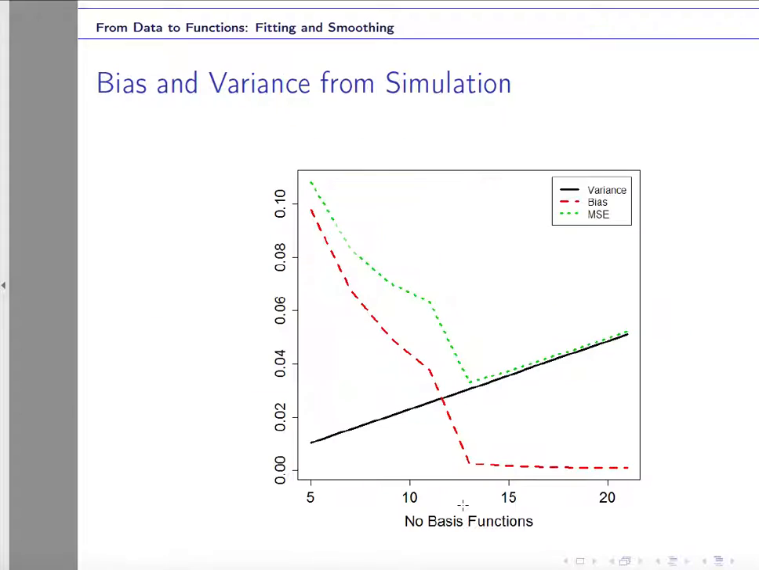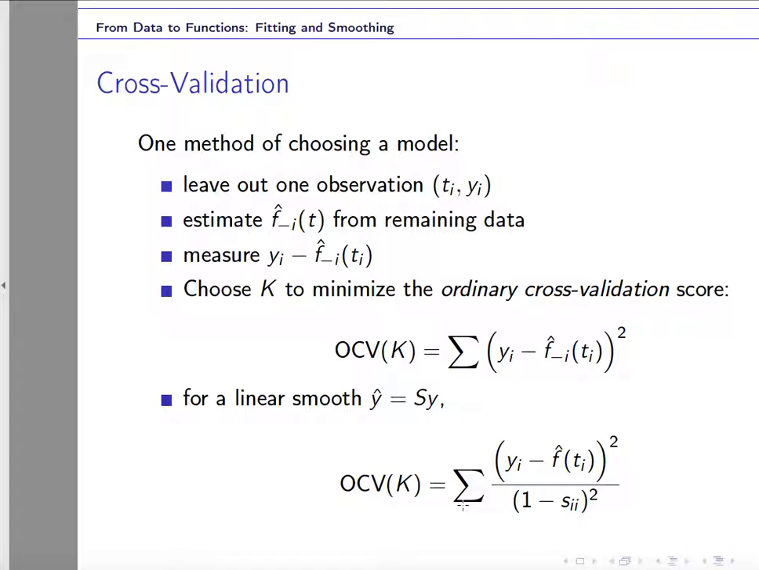Okay, so this is a simulation study, but in reality, we don't know the true function, right? So in reality, if we don't know the true function, how can we choose the number of basis functions? We can use cross-validation.